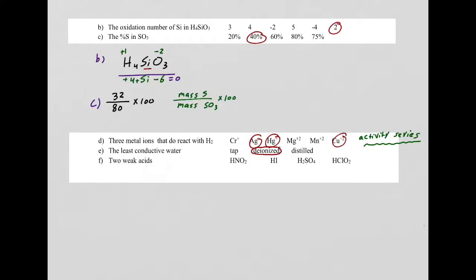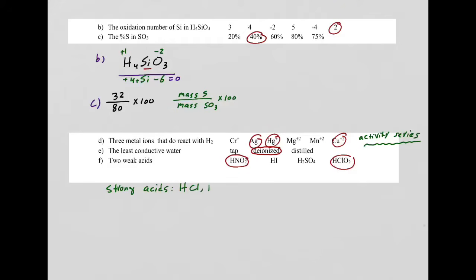Two weak acids, okay? You got this one down. What are the weak acids? It's going to be HNO2 and HClO2. You got to know the strong acids for me, okay? You got to know the strong acids. Let's go over them together right now. Even though I can't hear you, tell me, what are the strong acids?